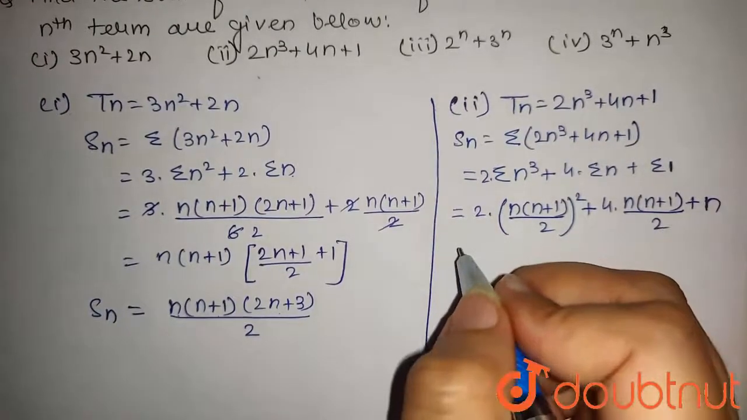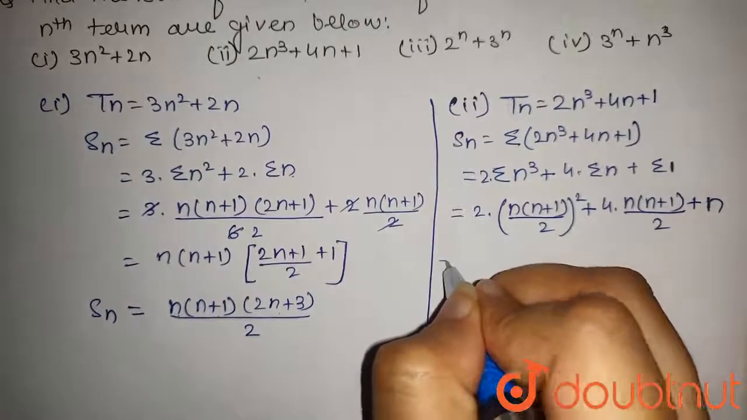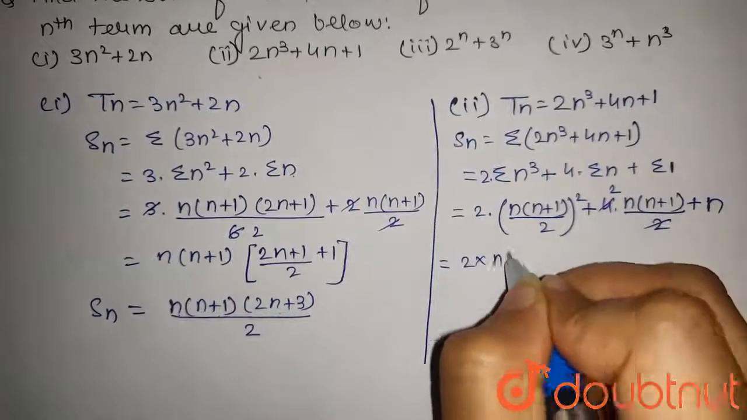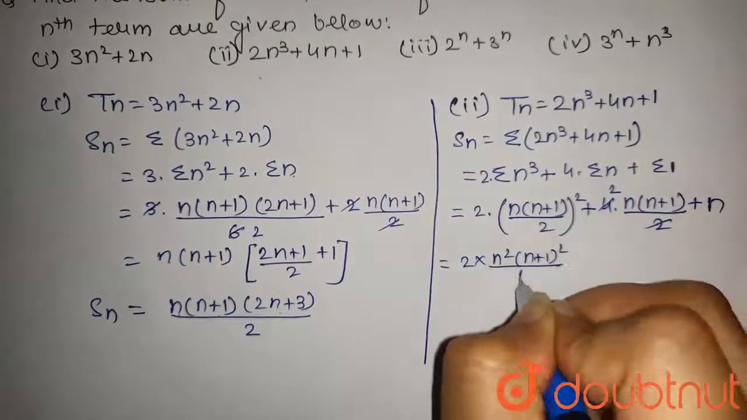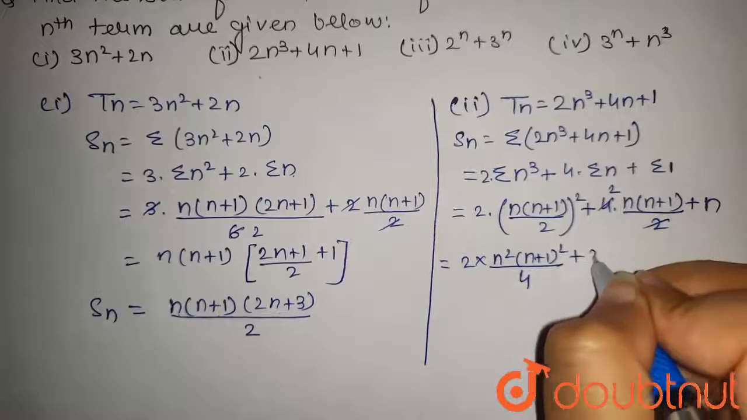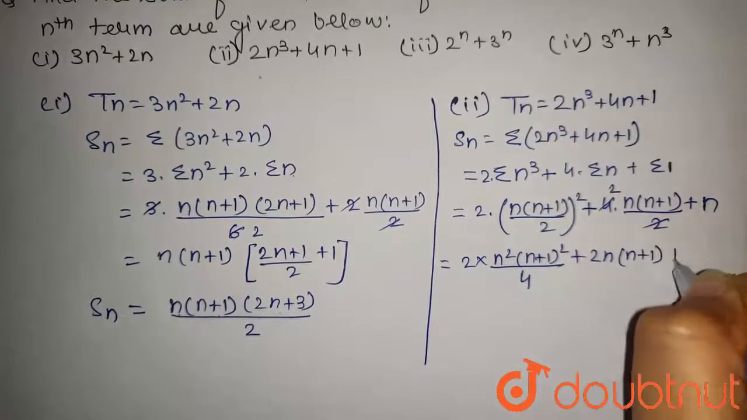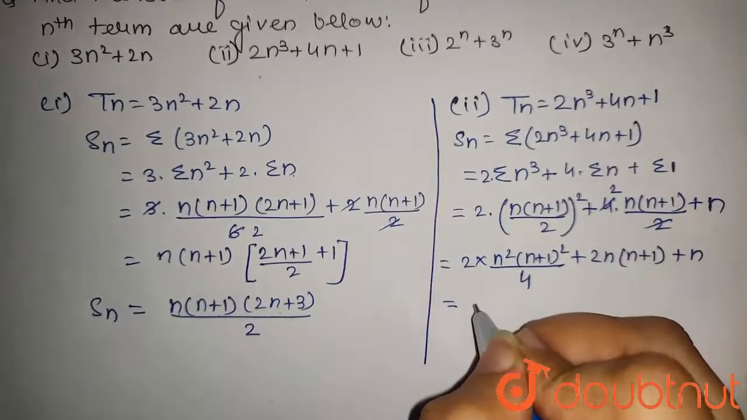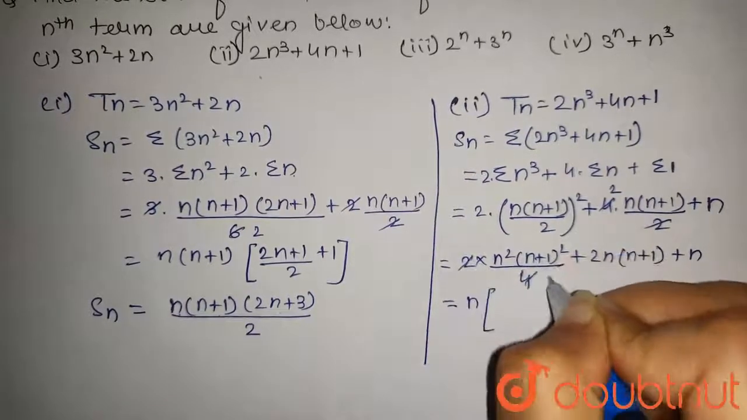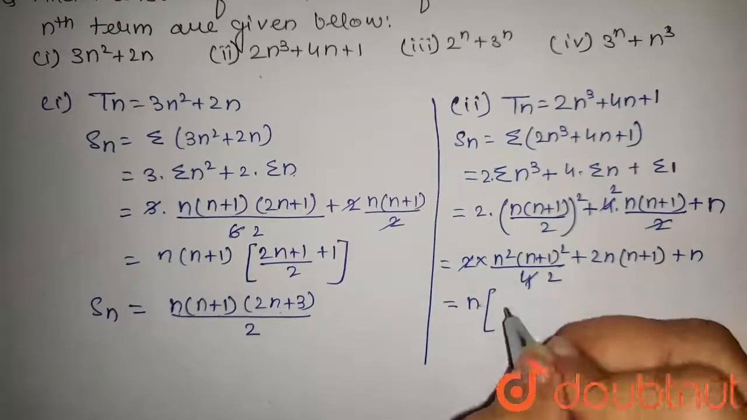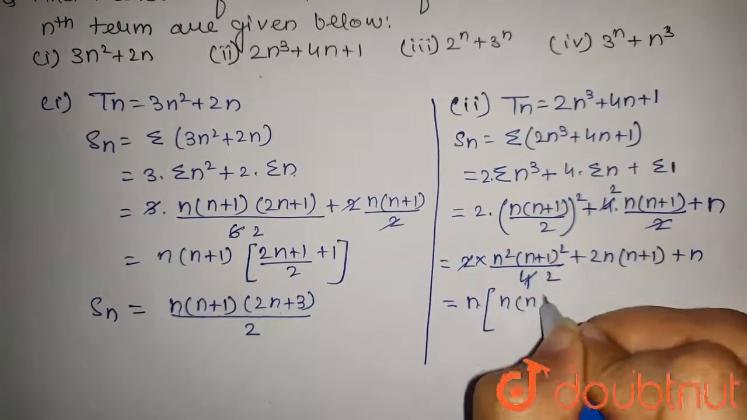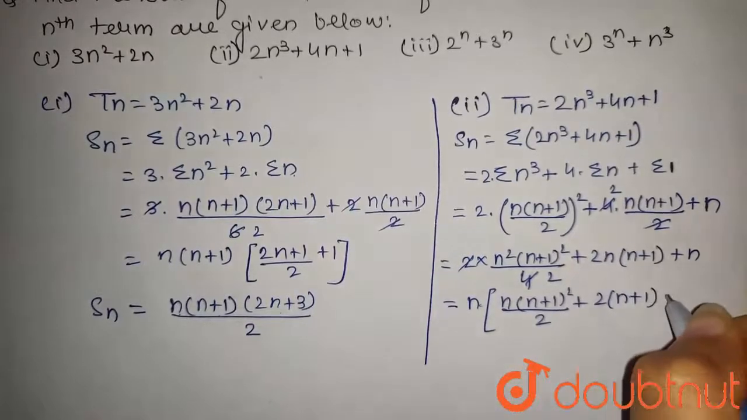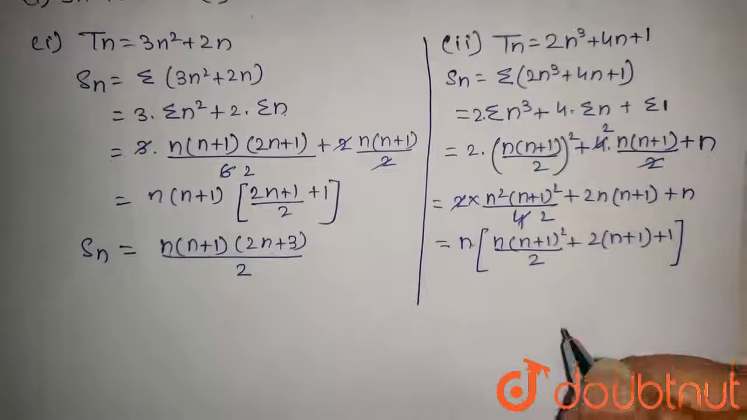Now on solving this, we get 2 into n square into n plus 1 to the whole square upon 4 plus 2n into n plus 1 plus n, or this will be, now taking n common from this, we get n into n plus 1 square by 2 plus 2 into n plus 1 plus 1.